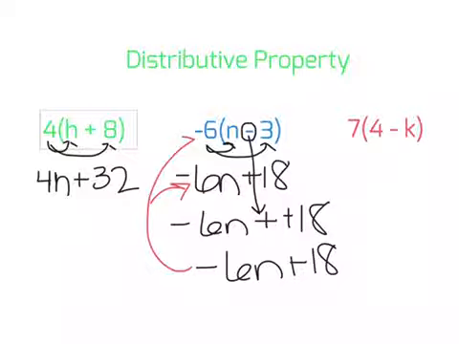And the last example is 7 times the quantity 4 minus k. You do the same process. You take 7 times 4, which is 28, and then you have a subtraction sign, or think of it as a negative, and 7 times k would be 7k. So 28 minus 7k. And there you have distributed all three of those.